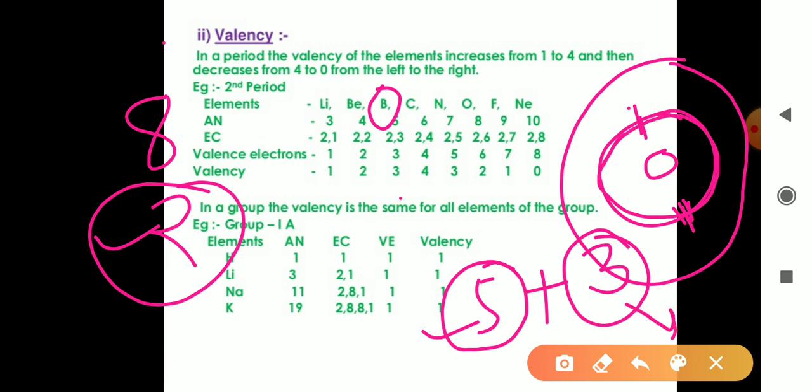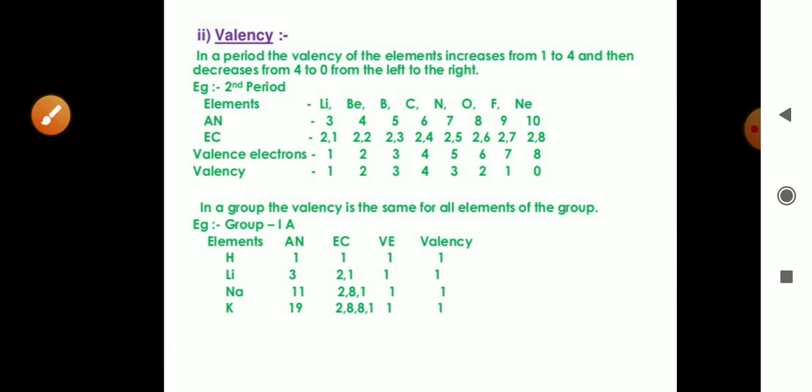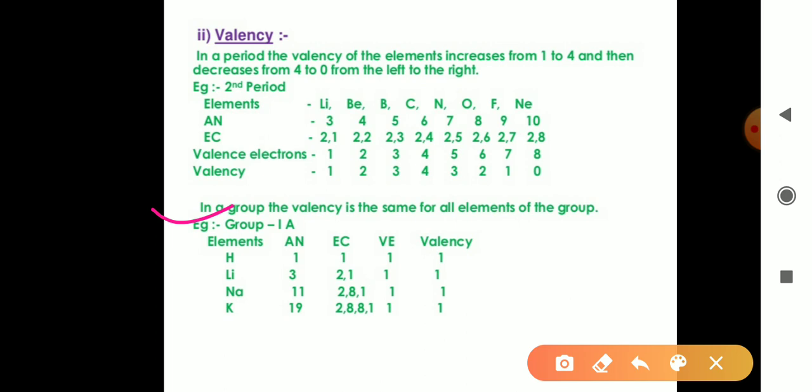Okay, so this is the concept of valency in the period. Now the second topic is in the group. So in a group, valency is the same for all elements of the group. An example is the first group. In the first group, the elements are hydrogen, lithium, sodium, potassium.